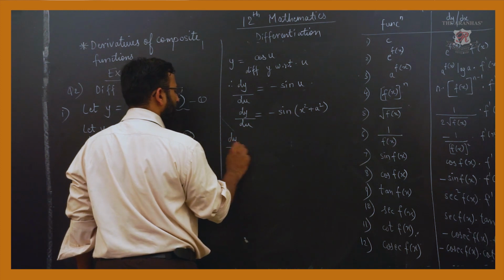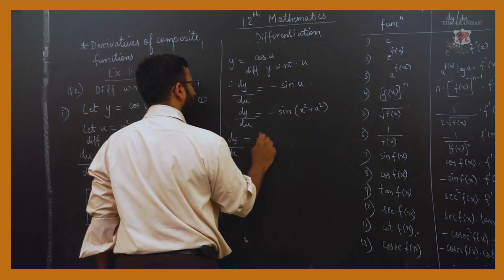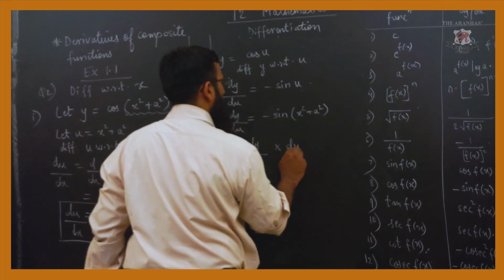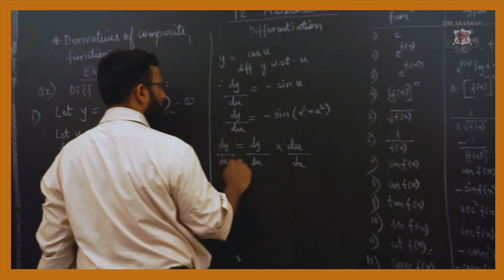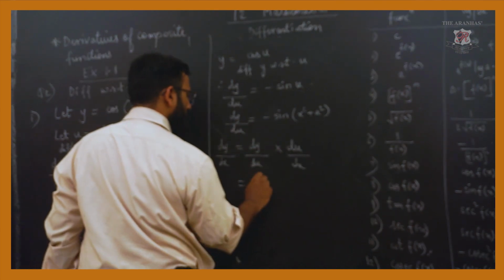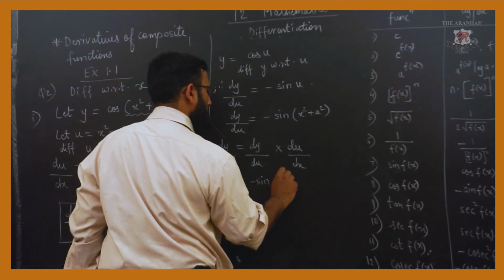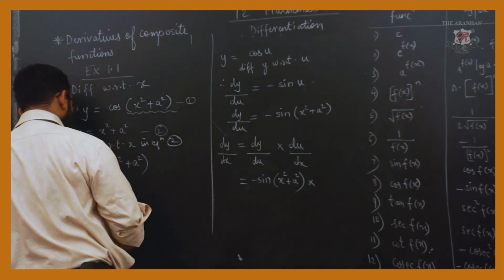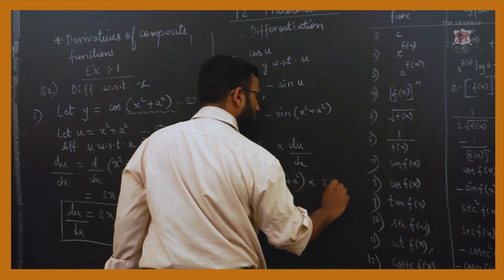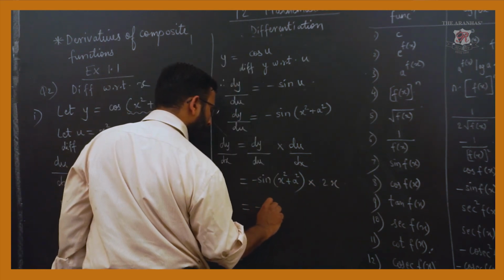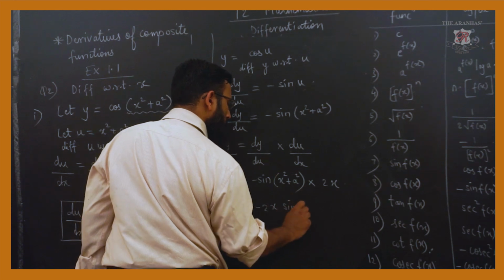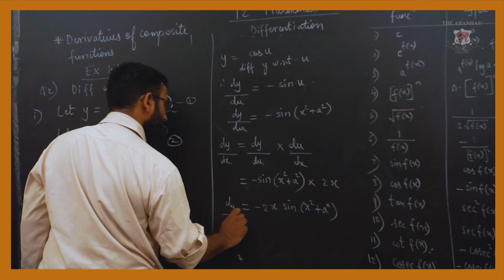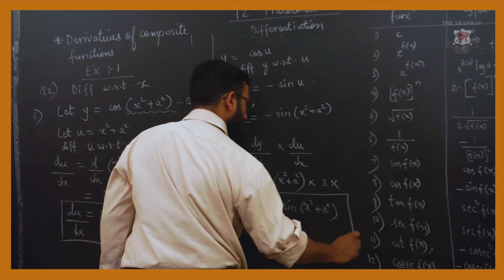Now as per the theorem which I taught you, dy by dx is equal to dy by du into du by dx. We have already obtained dy by du. So it is minus sine of x square plus a square, and into du by dx, which is 2x. Rearranging the terms we get minus 2x sine of x square plus a square. So this is our final answer.